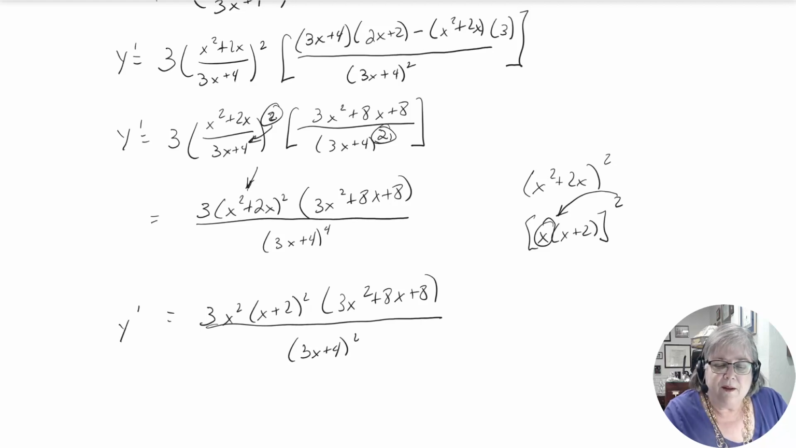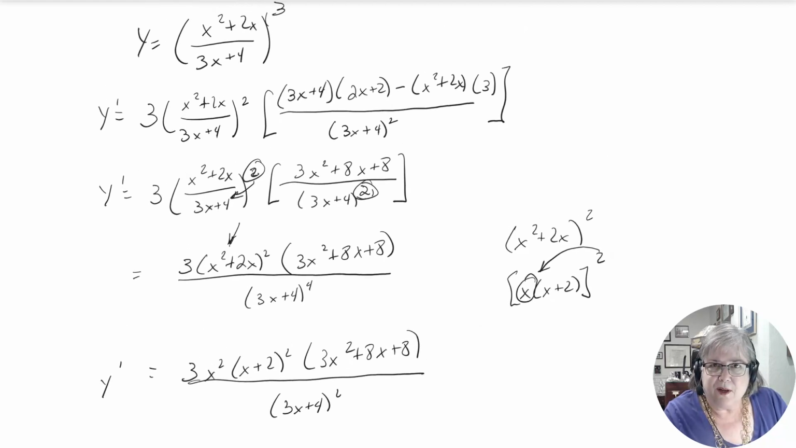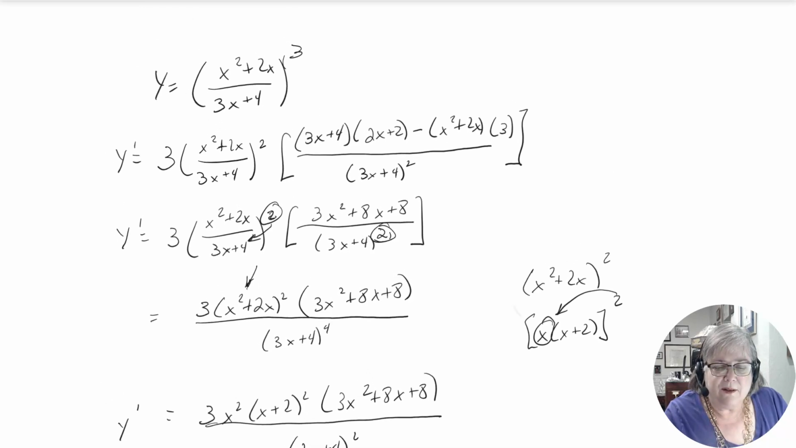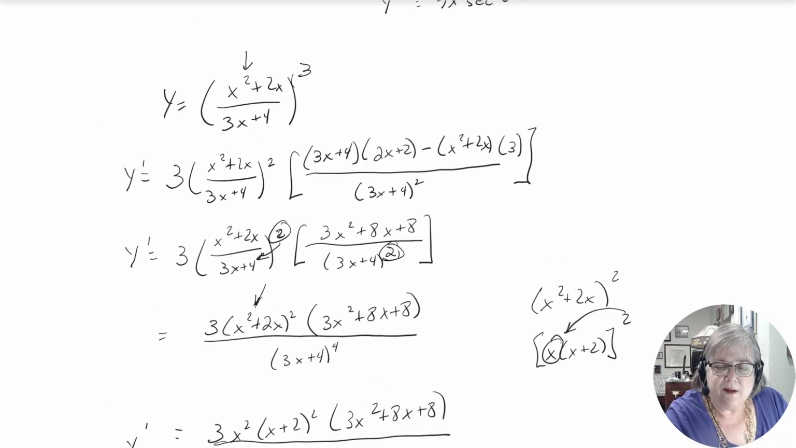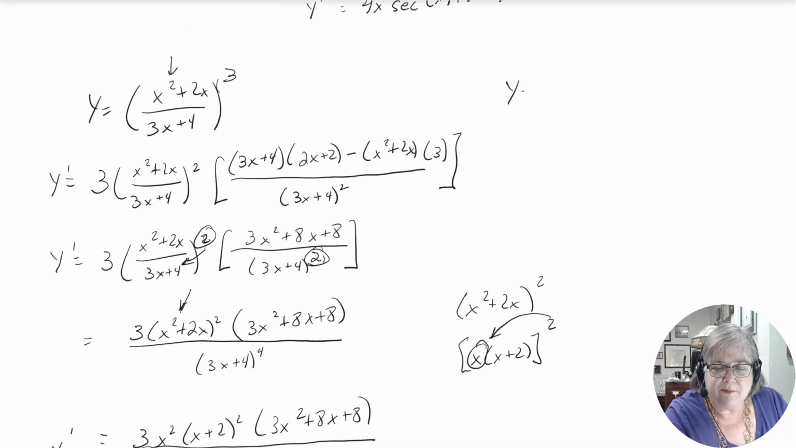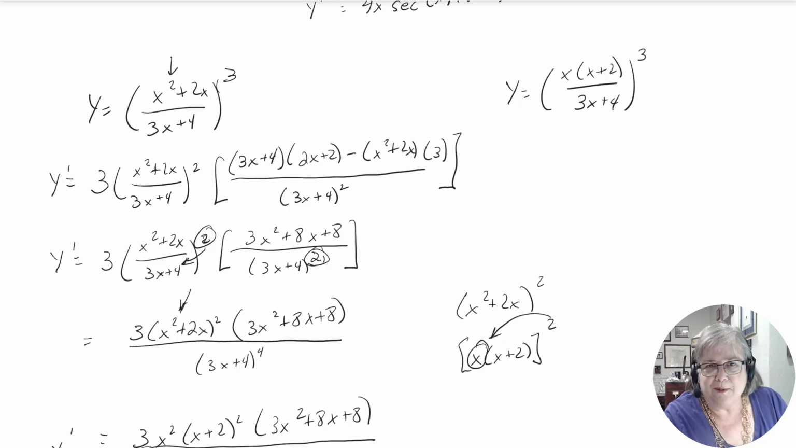Now, you might say, well, speaking of trying to clean things up at the beginning, couldn't I have taken the x out right here? And that would have had y be x times x plus 2 over 3x plus 4. And that's very true. You could do that. No problem at all. But I'm not going to do the problem. Okay. But what would happen is it would start off the same. You would bring the power down, leave the inside alone, take 1 off the power.